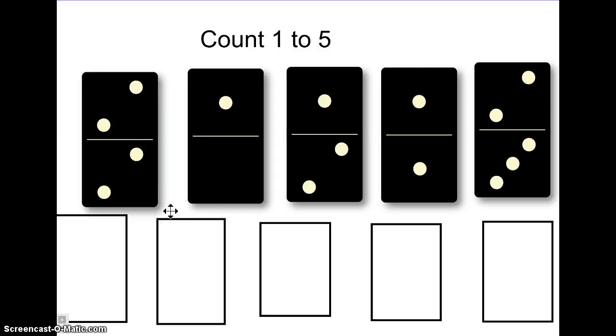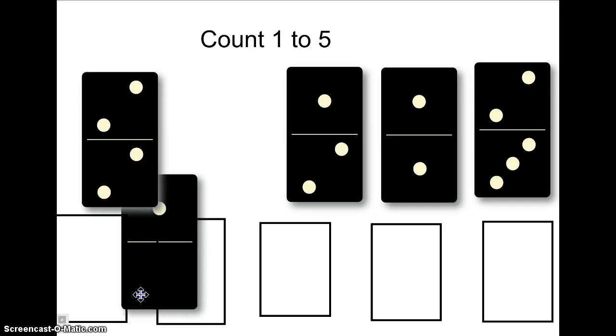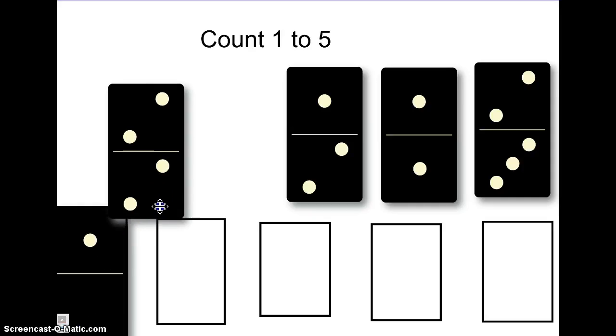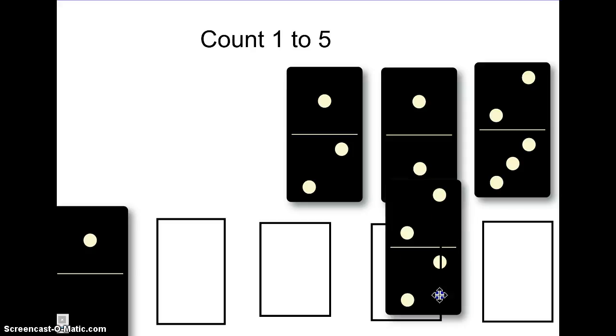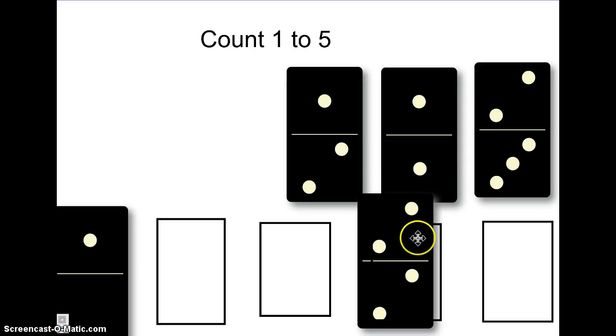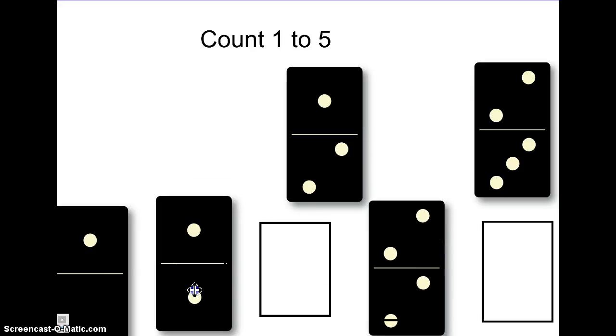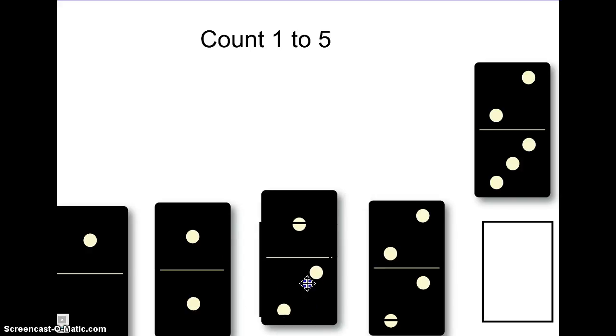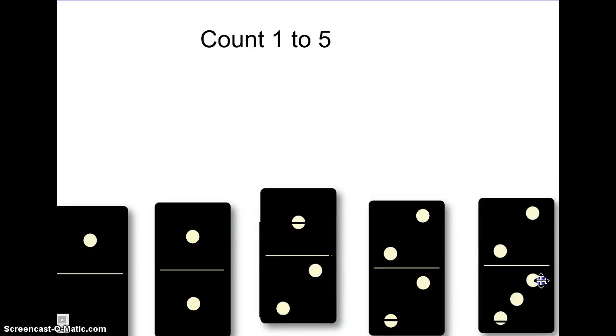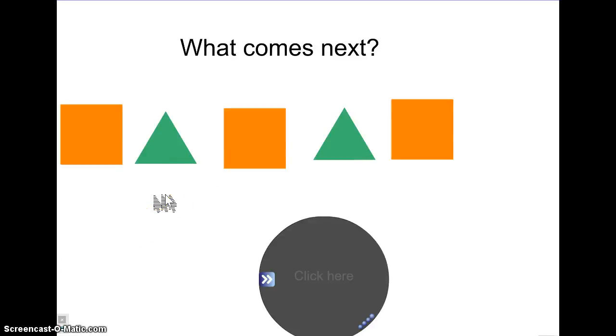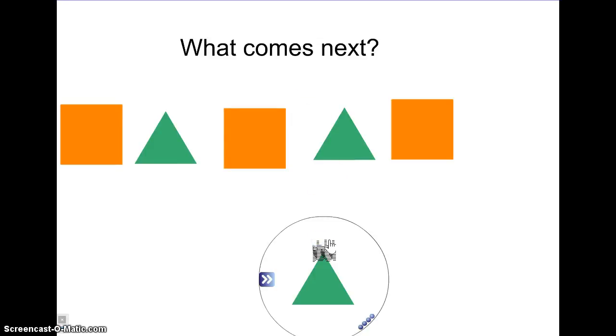This game consists of students putting the correct numerals in order. Ta-da! Have the students find a sequence. Square, triangle, square, triangle, square. What comes next? Triangle. That's correct.